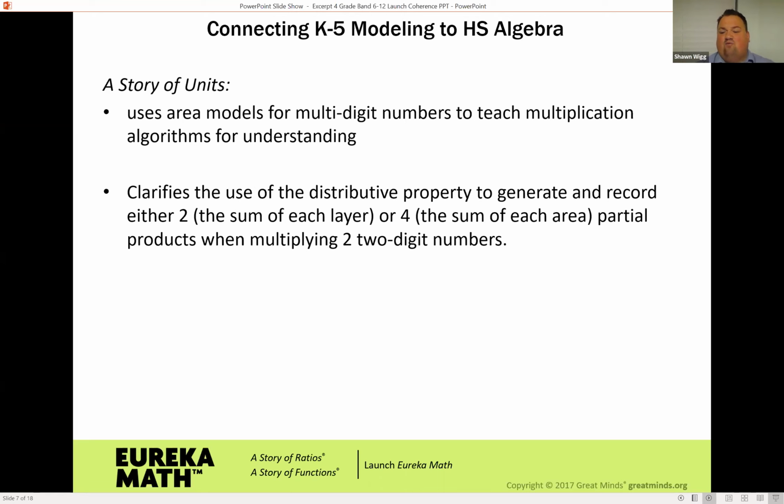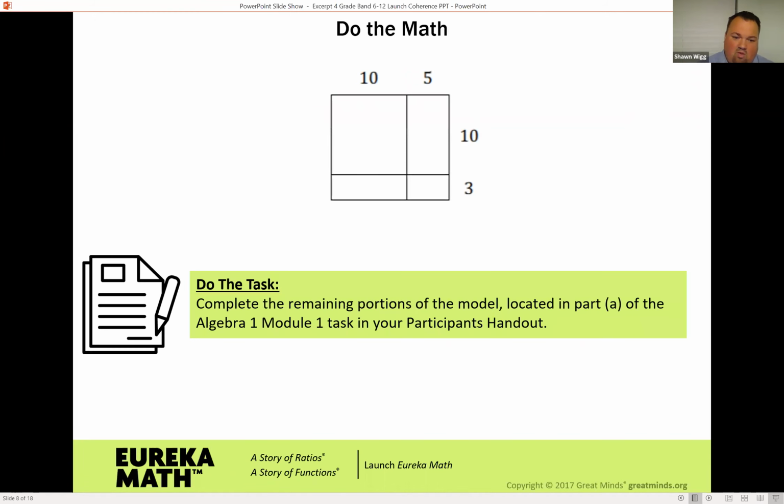So let's go back to the one that I did. What I'd like you to do on your participant handout, the Algebra 1 Module 1 task, you're going to see Part A. On part A, I would like you to see if you can complete the remaining portions of this model. If you're unfamiliar with the model, I'll help you with the first one, and I think you'll get the idea of how it actually works.